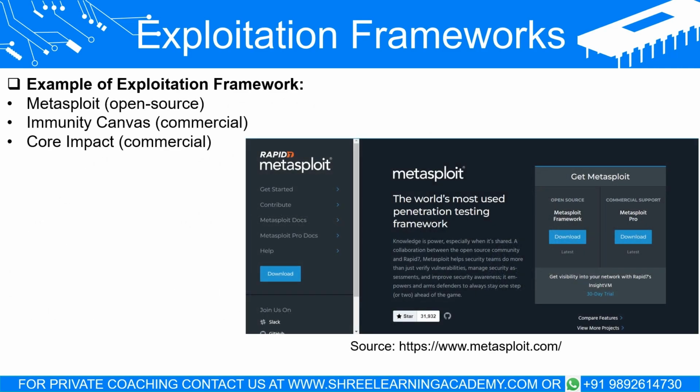One of the most well-known examples of an exploitation framework is Metasploit, which is an open source project that provides users with the tools and resources to perform detailed security vulnerability assessments. Metasploit is designed to help system administrators and security professionals identify vulnerabilities in their networks and systems, craft exploits, and manage security assessments. Immunity Canvas and Core Impact are examples of commercial exploitation frameworks. These are proprietary tools that provide similar functionality but often include professional support and are accompanied by regular updates and patches which keep the framework up to date with the latest vulnerabilities and exploit techniques.